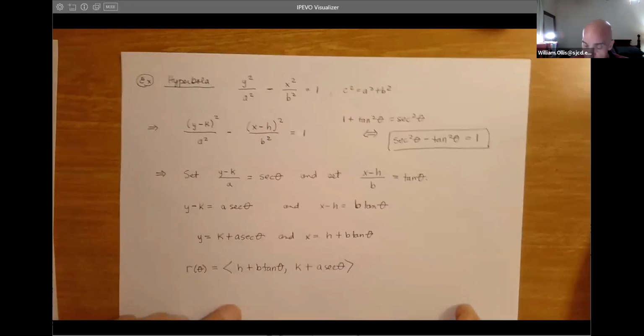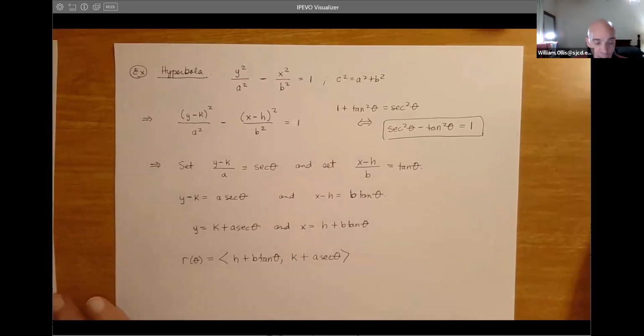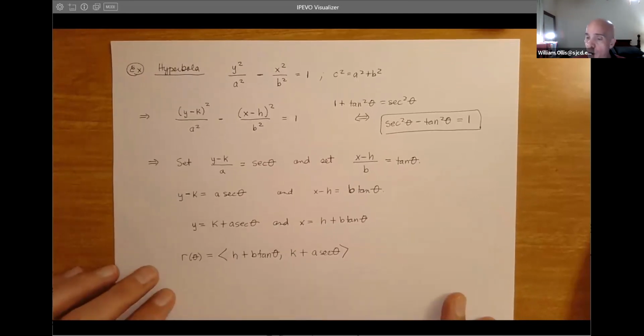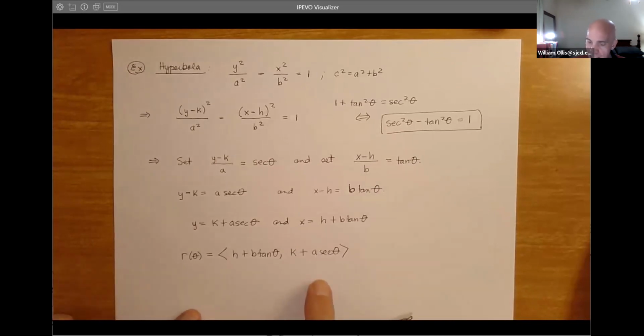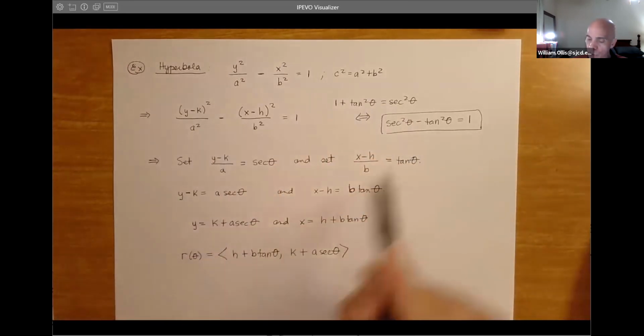Now, of course, this is only going to give you one of the branches, and you may have to adjust it depending on what type of problem you're working with. But now what you can see, ladies and gentlemen, is that there's nothing abstract about moving from this equation to this now. You just use your favorite Pythagorean identity.